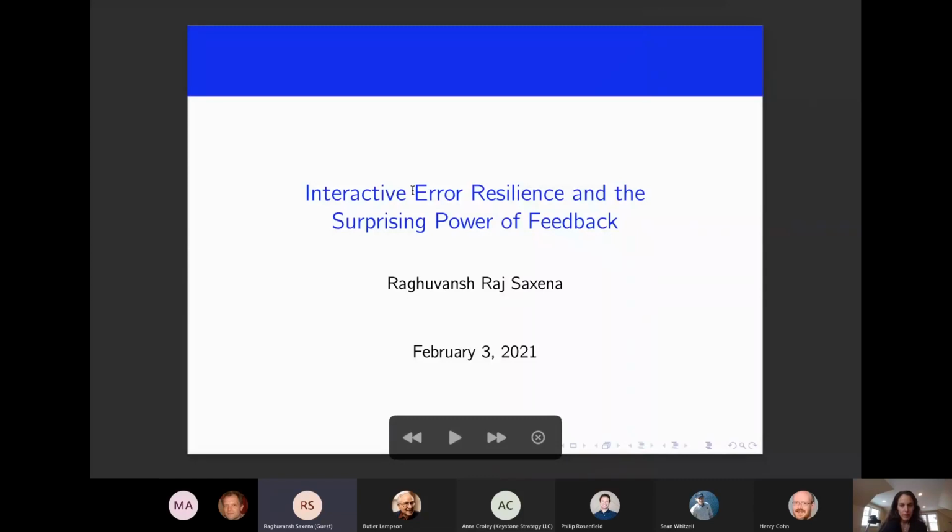Going to be about error resilience in an interactive system. You have two parties that are communicating over a channel, and the channel has some errors in it. The error resilience of the system will be, I'll define it formally, but the high level is that it's the maximum fraction of errors that the system can tolerate.